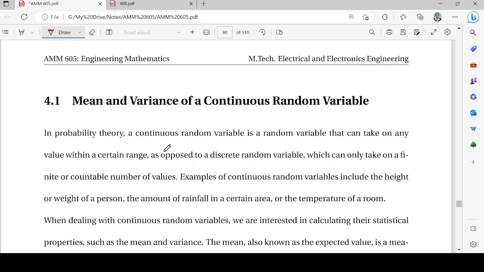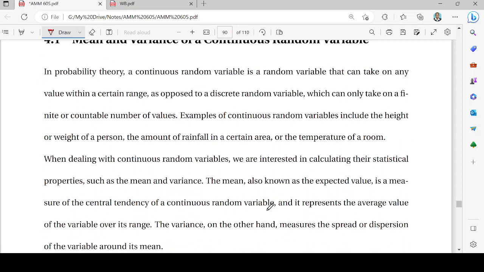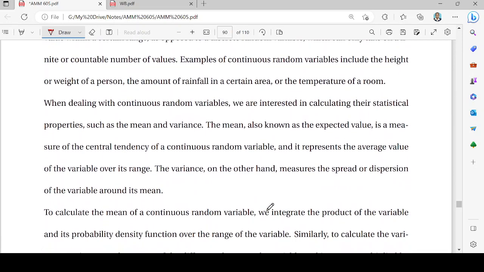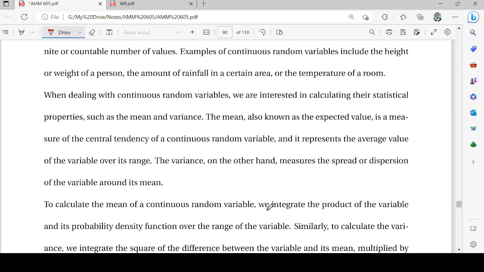So when dealing with continuous random variables, we are interested in calculating their statistical properties, such as the mean and variance. The mean is also known as the expected value and is a measure of central tendency of a continuous random variable. It represents the average value of the variable over a given range. The variance, on the other hand, measures the spread or dispersion of the random variable around the mean.